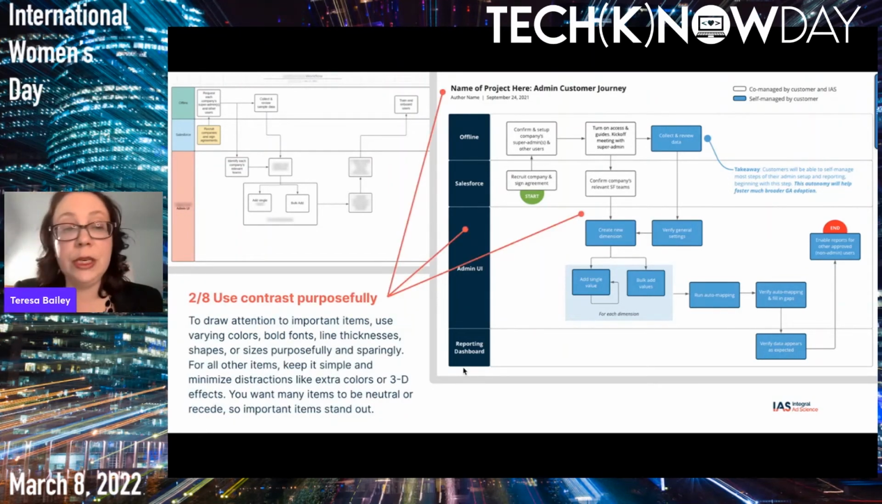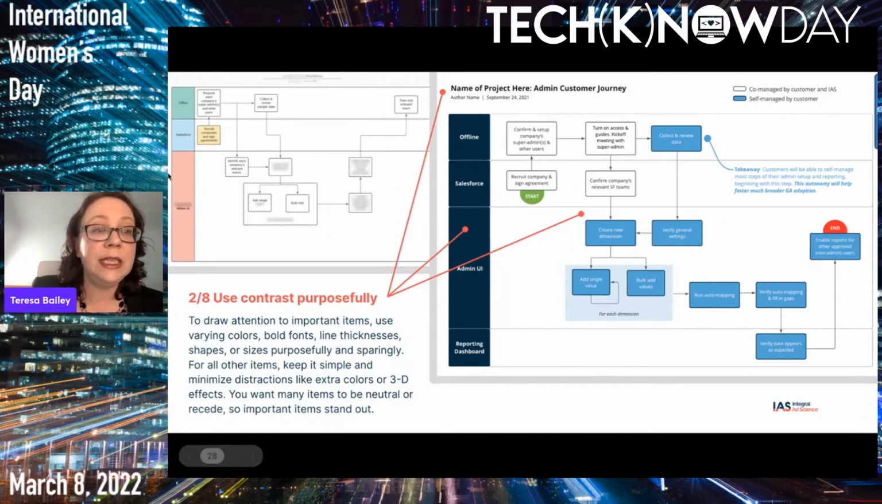Make sure that you're using contrast purposefully. By that, I mean we want to draw attention to important items. You can vary the color, you can bold the font, change the line thickness or shape, but you want to do it with purpose and sparingly. Don't have a lot of garbage shadows and 3D elements. Definitely don't do that. You want to minimize distractions and extra colors. Only use it when needed.